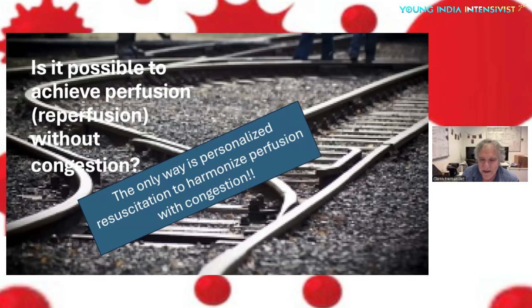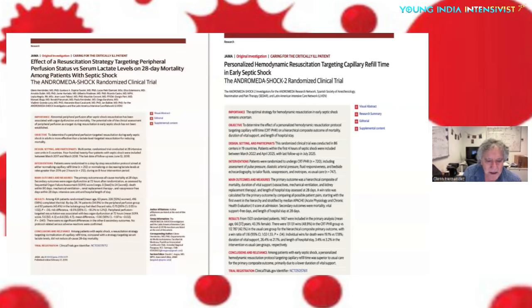Get rapid, gentle reperfusion, minimizing at the same time the risk of congestion. This is what we promote. And this is what we have done and try to do in the Andromeda studies, both the original Andromeda study published in 2019 in JAMA and the recent one, Andromeda 2, in October in the same JAMA paper.